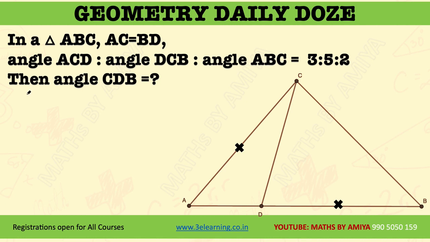So there is a question in front of you under the geometry daily dose. I would say please pause the video and try to solve this question. I hope you have solved it with the help of basic constructions and geometry. Now check the solution. We have triangle ABC in which AC and BD are given.